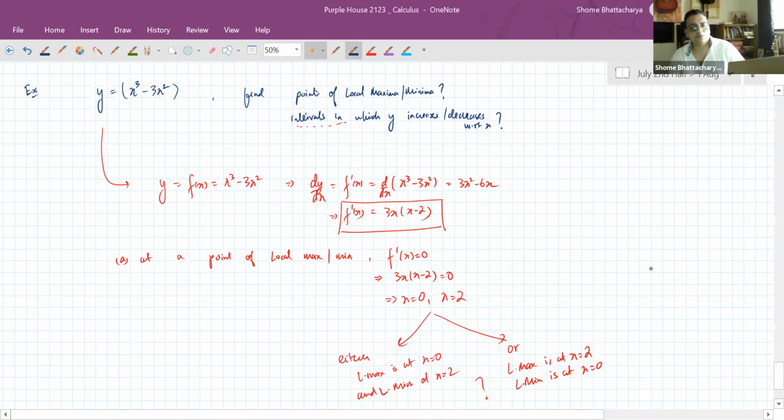Either the shape of the graph will be like this, so the maxima point is coming at x equal to 0 and the minima is coming at x equal to 2, or the shape of the graph might be like this, that the minima is at 0 and the maxima is at 2. So which of these two graph shapes is happening over here for the function? We have to find that out now.